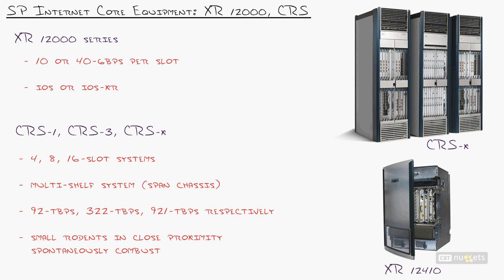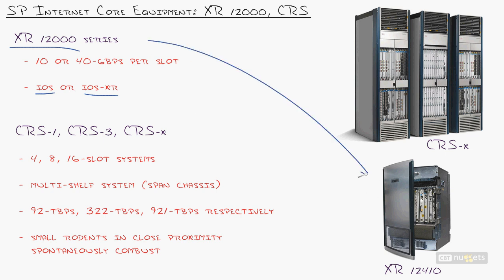That was an intentional moment of silence as I come to the Service Provider Core equipment, because I figured this would simply take your breath away to see these devices. These are the core routers that run the lifeblood of service providers. Two series I want to talk about. The XR12000, which is the older one. You can tell it runs IOS or IOS XR. It's been around for a while.